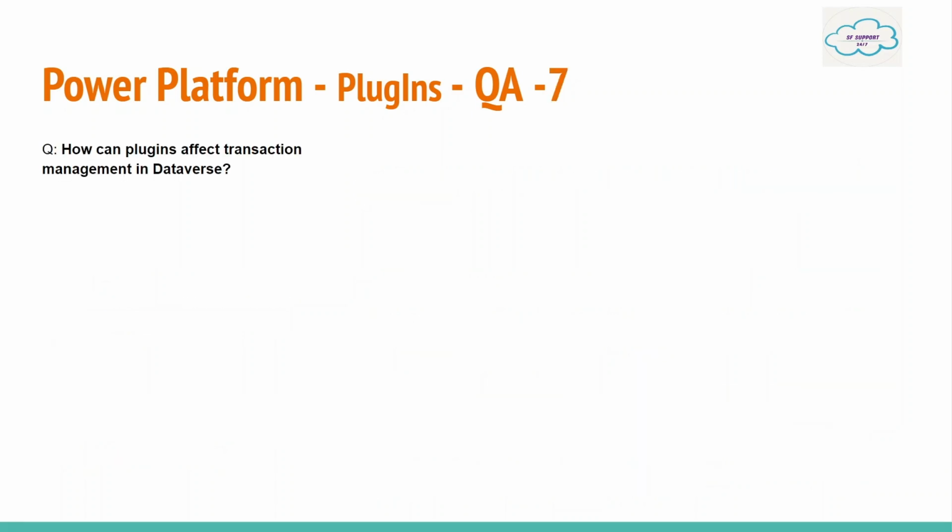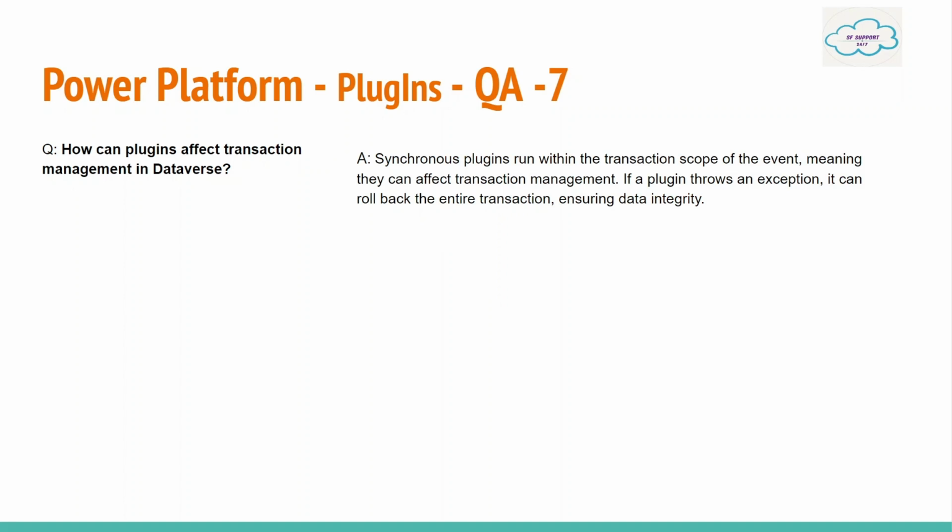Question: how can plugins affect transaction management in Dataverse? Synchronous plugins run within the transaction scope of the event, meaning they can affect transaction management. If a plugin throws an exception, it can roll back the entire transaction, ensuring data integrity, whereas an asynchronous plugin runs outside of the transaction context or scope.